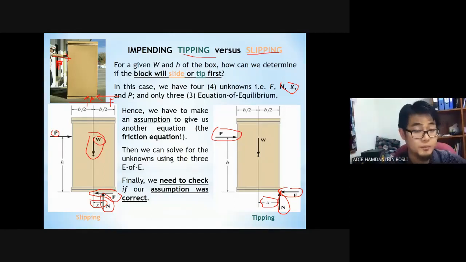So whatever assumption you make, you need to check whether the assumption is correct. For instance, if you assume that it slides first, then you do this, and then you have to check whether this assumption is correct. The same goes if you assume tipping occurs first, you need to check whether it is correct, right? So how do you check that?